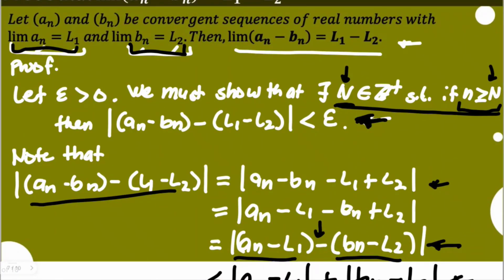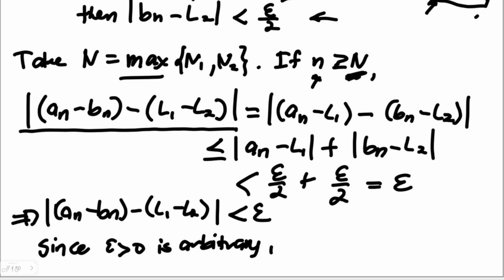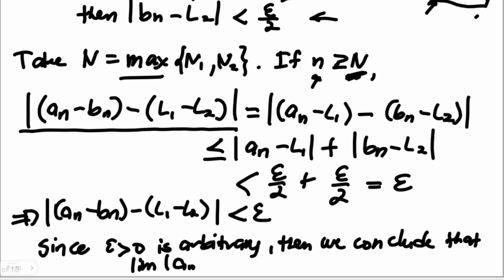So it's also important for you to note what you want to show, so that you will be guided later on. Once we have shown this, then we can invoke this as true. Okay, so finally, since epsilon greater than 0 is arbitrary, then we conclude that the limit of the difference, this is one of the limit theorems, but this time it's difference, in the previous video it's sum, is equal to the difference of their corresponding limits. And that is the end of the proof, because we were able to establish this part here.